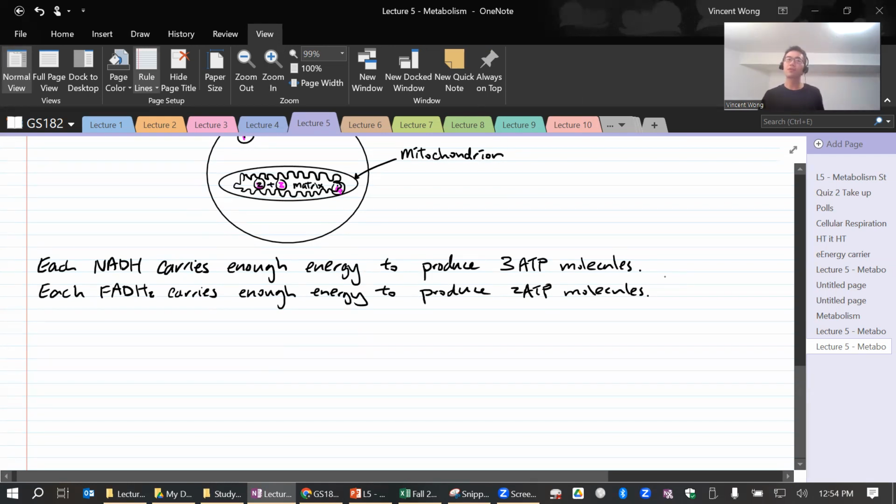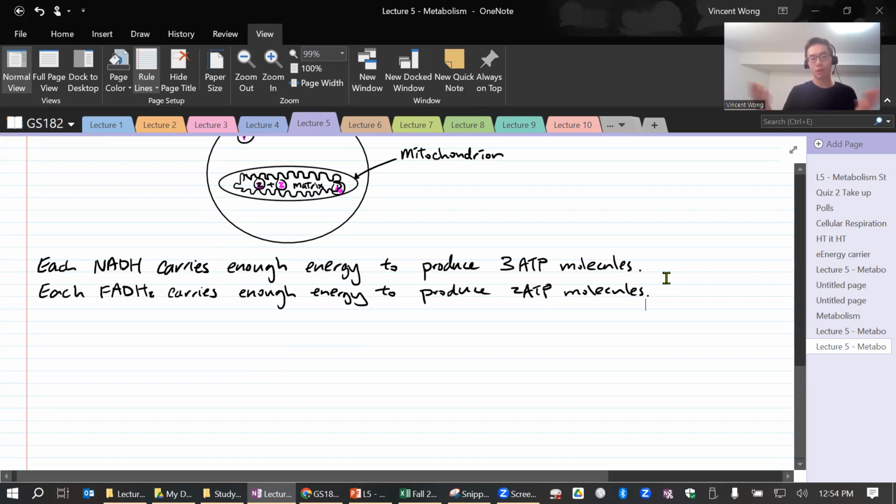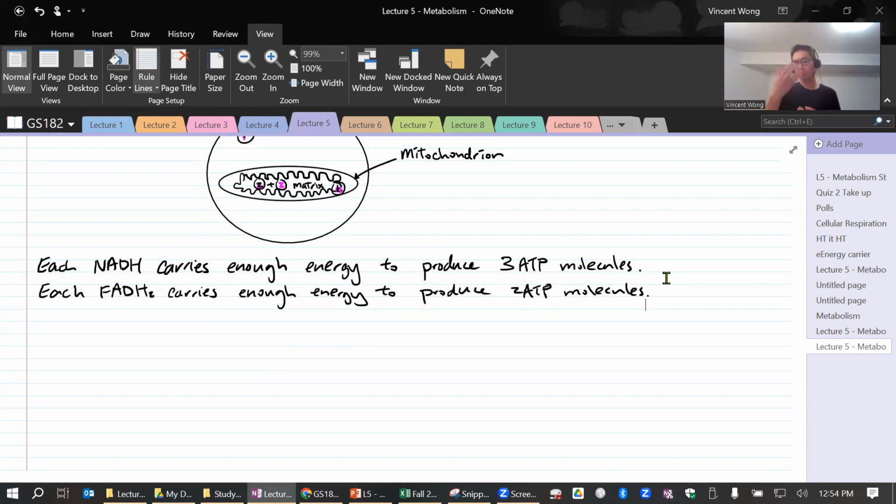Okay? Just think of them as different batteries. Like for example, your calculator has those little circle cell batteries, right? So those obviously don't carry as much energy compared to the battery in your phone, right? So in the same way, NADH and FADH2 are 2 different kinds of batteries, and one carries enough energy to produce 3 ATP. The other only has enough energy to produce 2 ATPs.